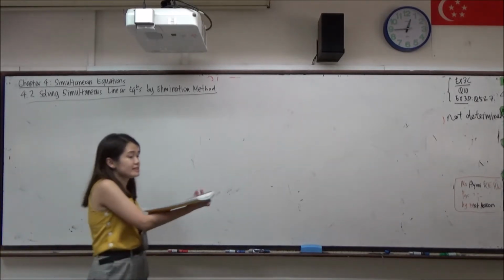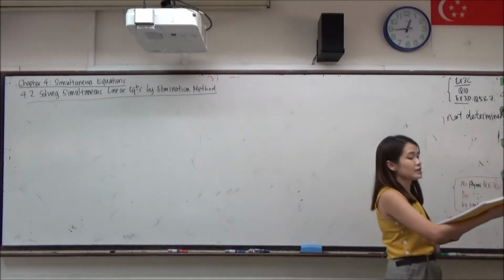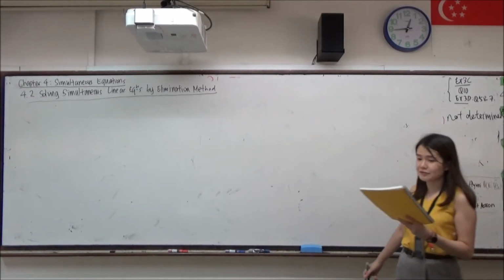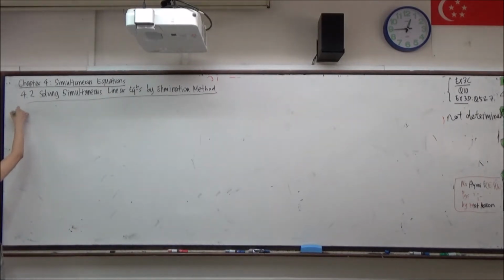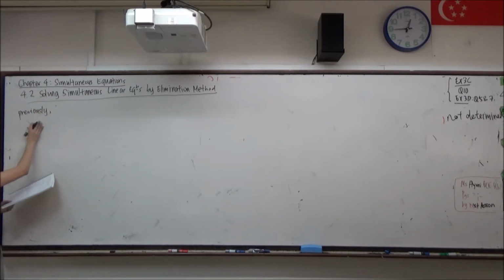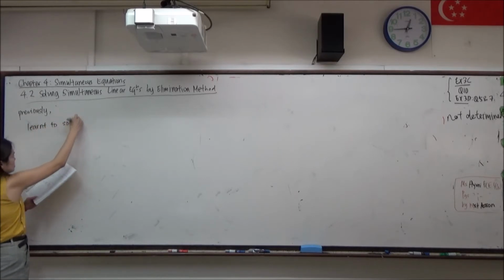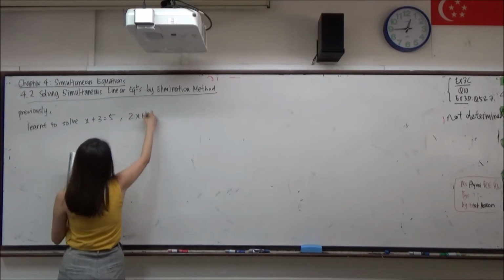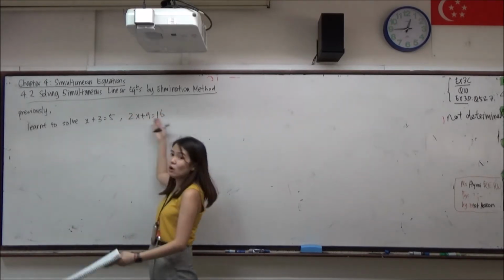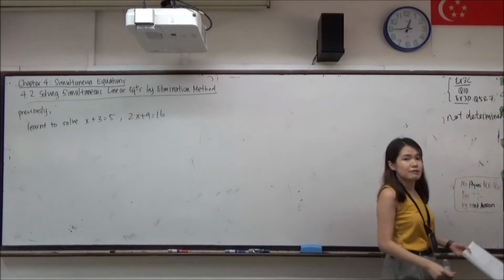Okay, so what is this simultaneous equations thing? Previously we have already covered how to solve simple linear equations. We have learned how to solve x plus 3 equals 5 or 2x plus 9 equals 16. So we know how to solve this kind of question already, right?